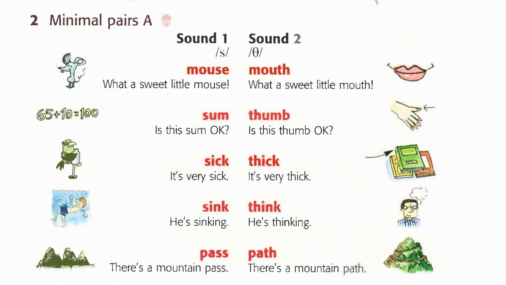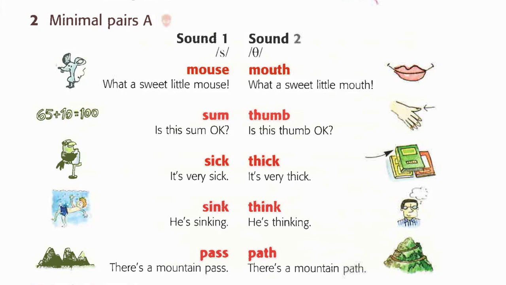2C. What a sweet little mouse. What a sweet little mouth. Is this sum okay? Is this thumb okay? It's very sick. It's very thick. He's sinking. He's thinking. There's a mountain pass. There's a mountain path.